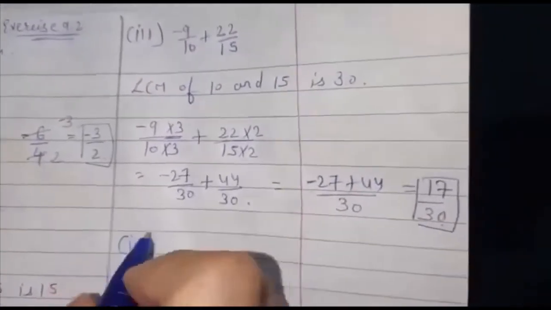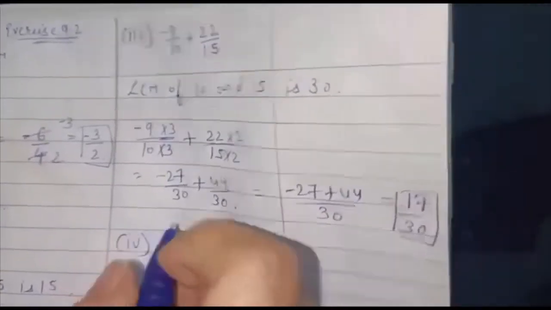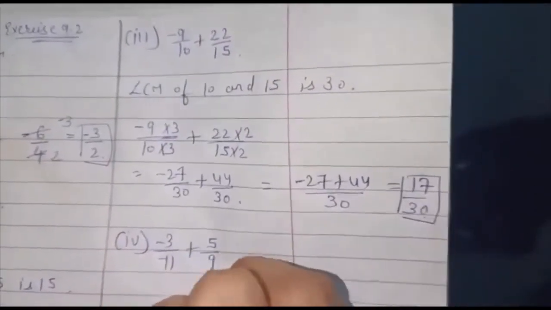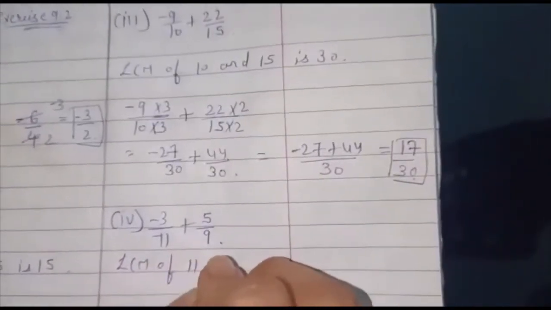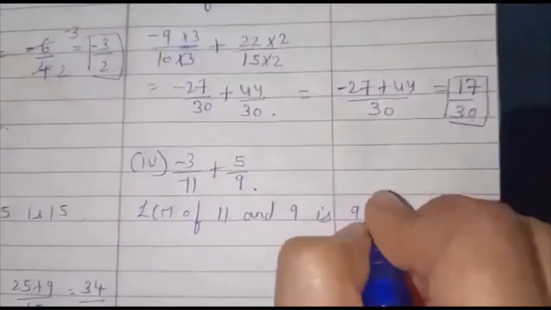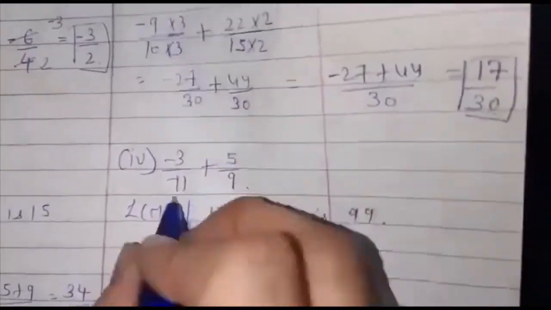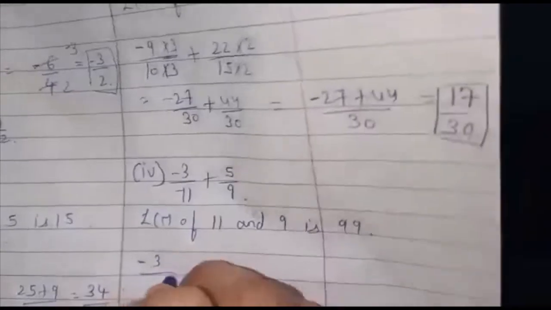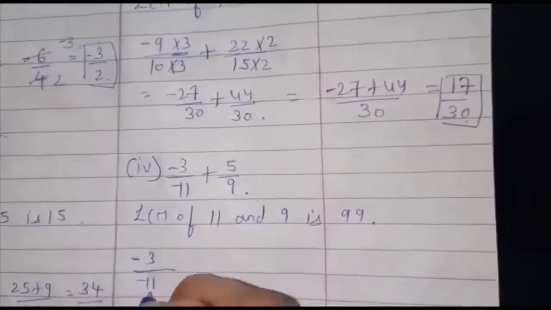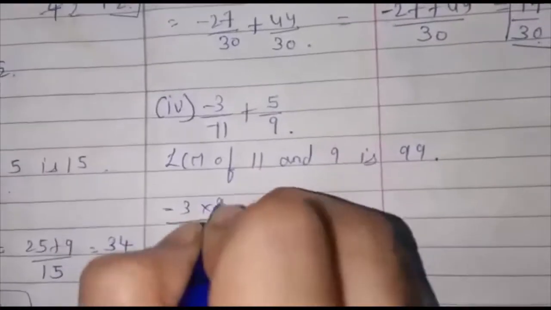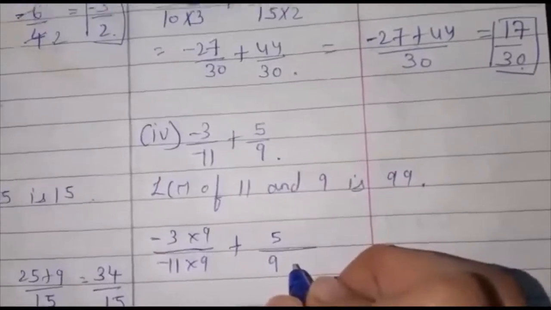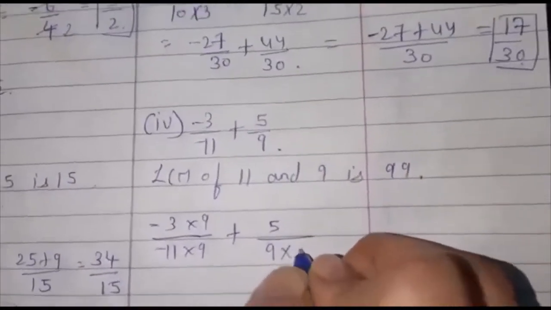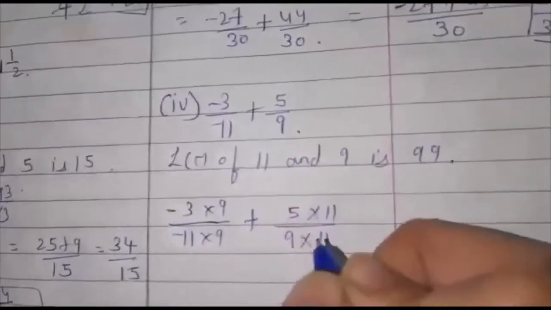Now the fourth number, minus 3 upon minus 11 plus 5 upon 9. Now 11 and 9 also have different denominators. So again we will find the LCM of 11 and 9. The LCM of 11 and 9 is 99. So now we will make the denominators 99. Minus 3 upon minus 11: with which number will we multiply? With 9, down 9, up also 9. Now to make 9 into 99, we will multiply with 11, so down 11, up also 11.